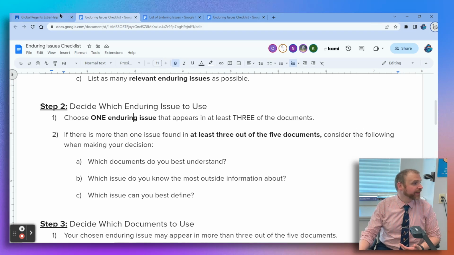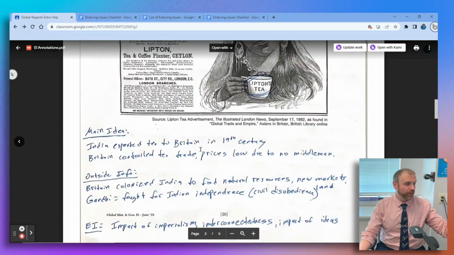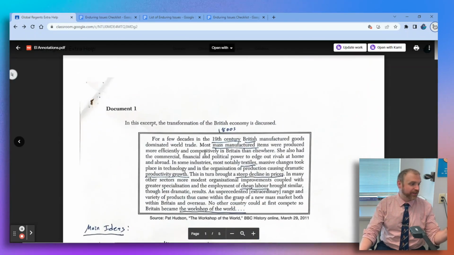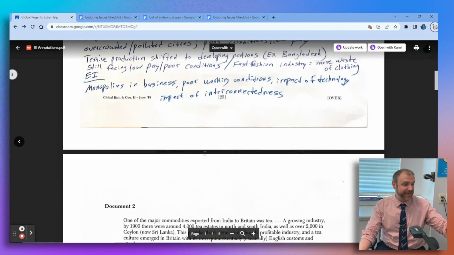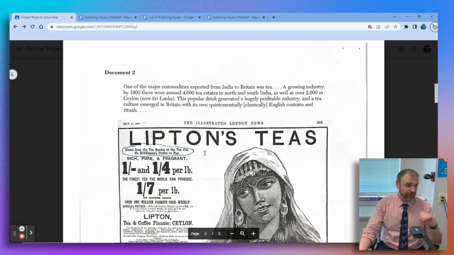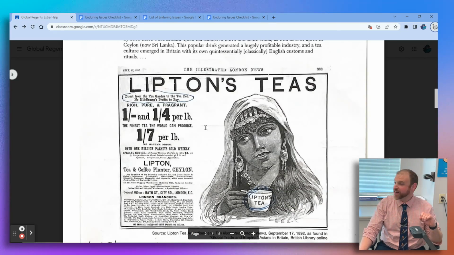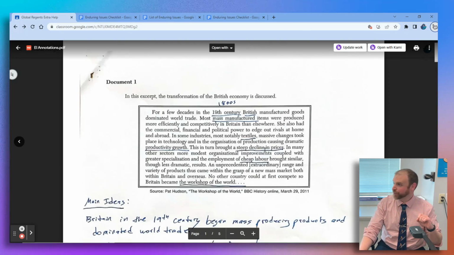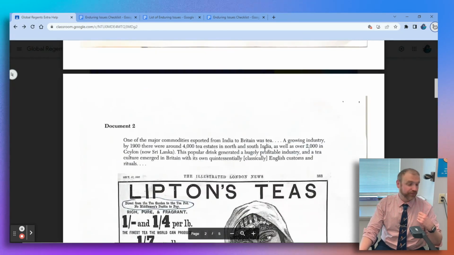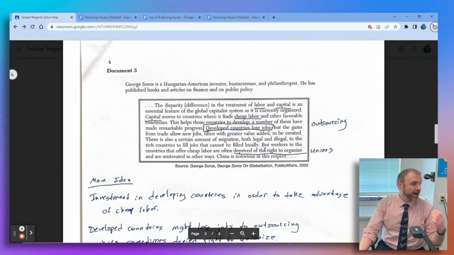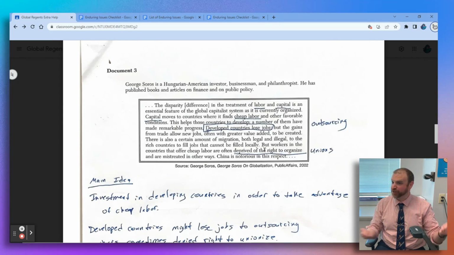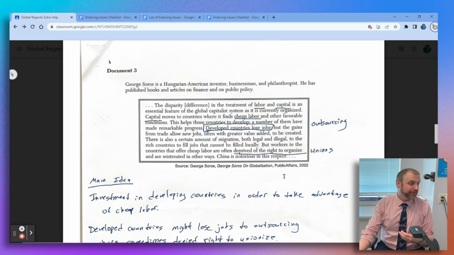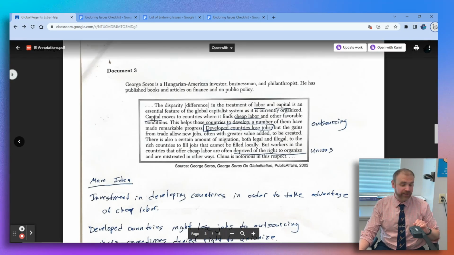I know I can use interconnectedness because when I did my analysis of the documents, I saw examples of people being connected in at least 3 out of the 5, right? The British connected to India in terms of the tea trade. The world connected to Britain to get access to textiles. Document 3 is talking about how developed countries are connected to developing countries as a way to save on labor. Okay, so there are many examples of this.